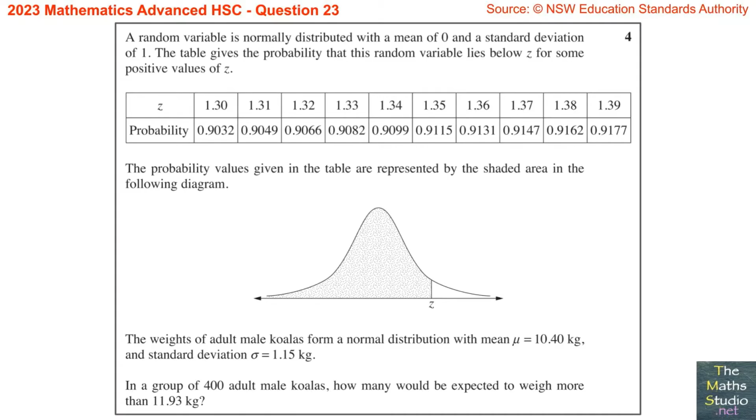The weights of adult male koalas form a normal distribution with mean mu equals 10.40 kilograms and standard deviation sigma equals 1.15 kilograms. In a group of 400 adult male koalas, how many would be expected to weigh more than 11.93 kilograms?